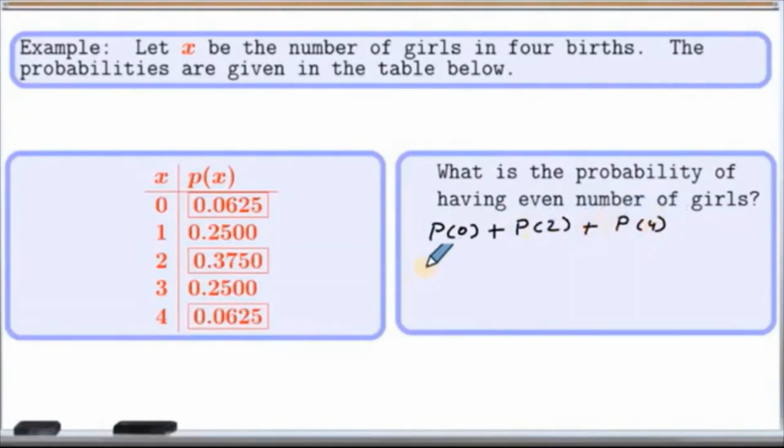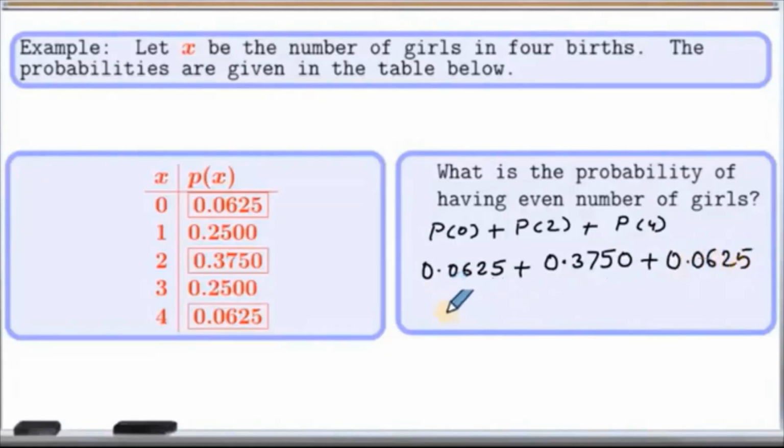So now we will need to add all these probabilities. So probability of 0 is 0.0625 plus probability of 2 is 0.3750 plus probability of 4 is 0.0625. So when we add all these probabilities, we get 0.5. So what this means is the probability of having an even number of girls is 0.5.